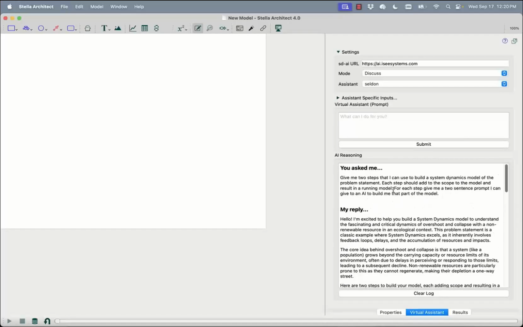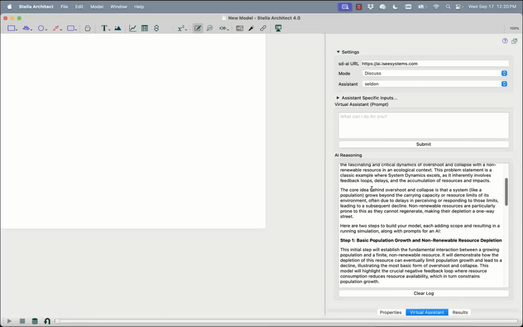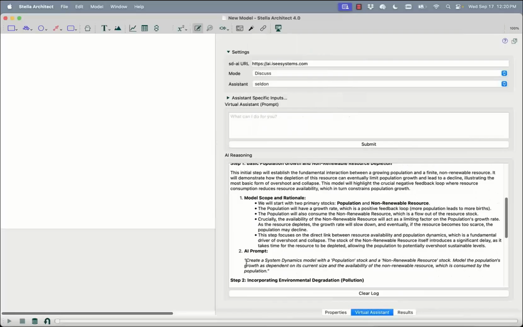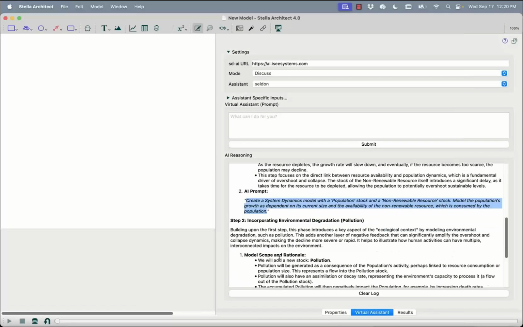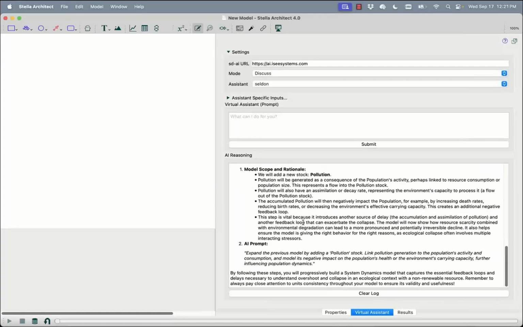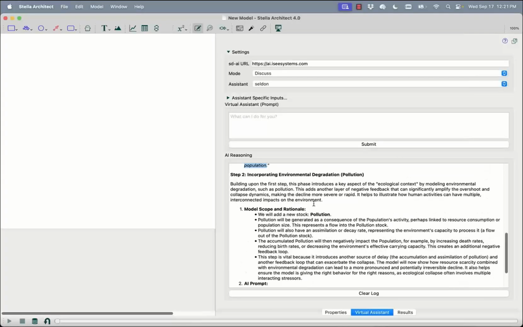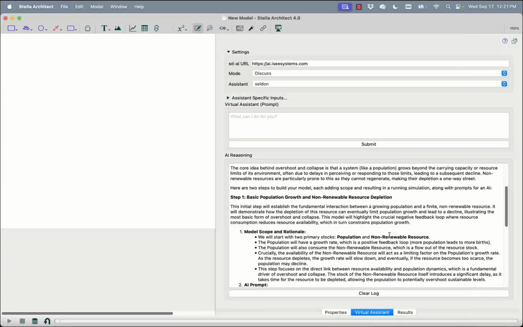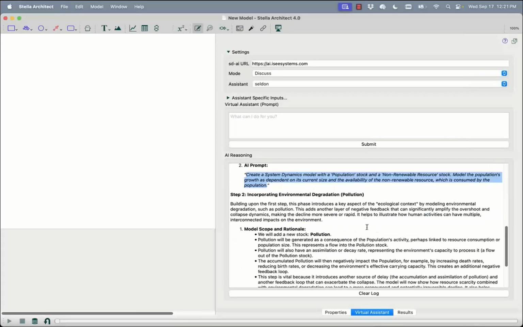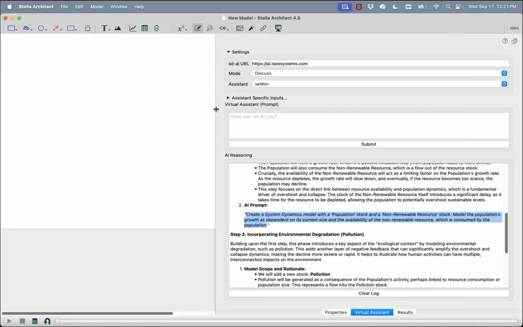So you can see here now how Seldon gives a somewhat long-winded response about the 2 steps that it wants us to follow to build this model. It then comes up with a prompt, which I'm going to take here. And then it talks about including environmental degradation into the system, so that instead of building environmental degradation into our basic overshoot and collapse with a non-renewable resource, we're going to first build the non-renewable resource and the population stocks, and then if we want to and we have time, we can come back and add pollution.